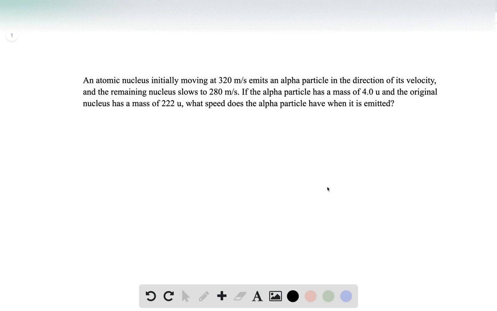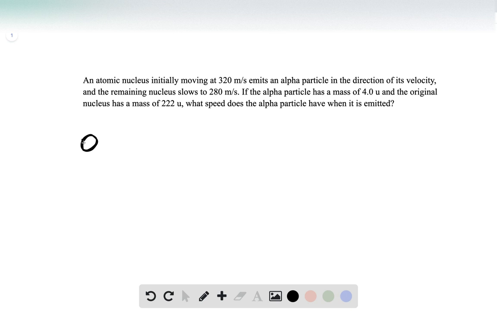So in this question, we have an atomic nucleus that was traveling with a certain velocity, and then all of a sudden it emits an alpha particle. An alpha particle, you can think of it as a helium atom. So we know that the original nucleus has a remaining mass of 222 U, and its velocity is 280 meters per second, and we're asked if we know the mass of the alpha particle, what is the speed of it?